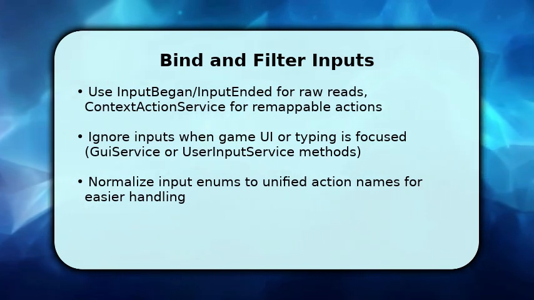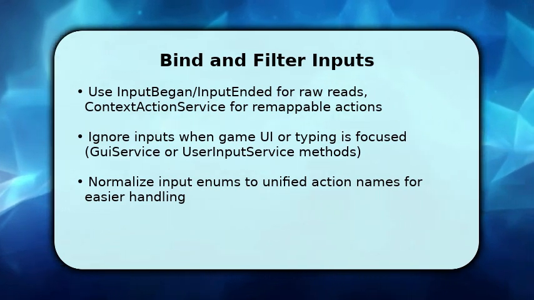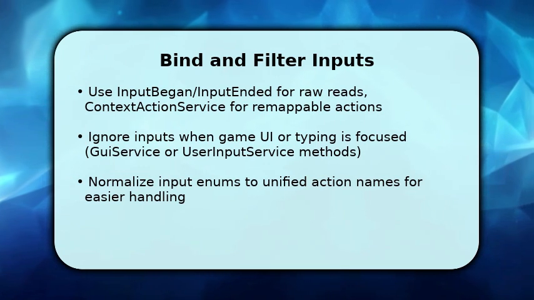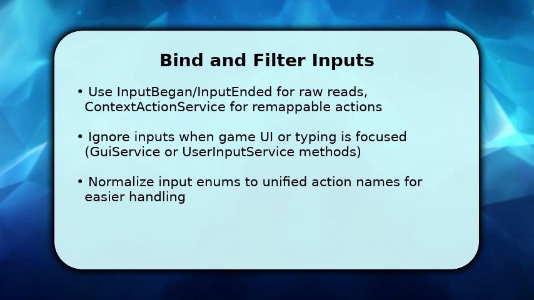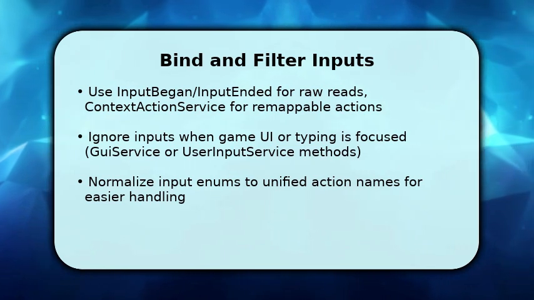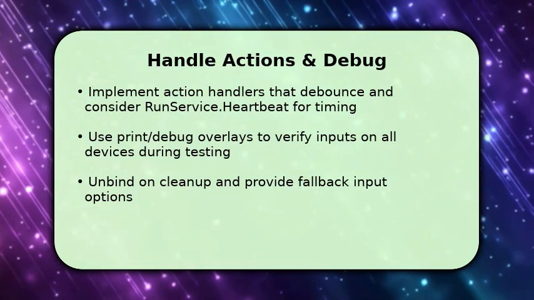Also map different input enums to a single action name, so a keyboard key and a gamepad button both trigger the same logic. Once that mapping is established, your gameplay code reads clear, consistent actions instead of scattered device checks. Finish by connecting your unified actions to gameplay.